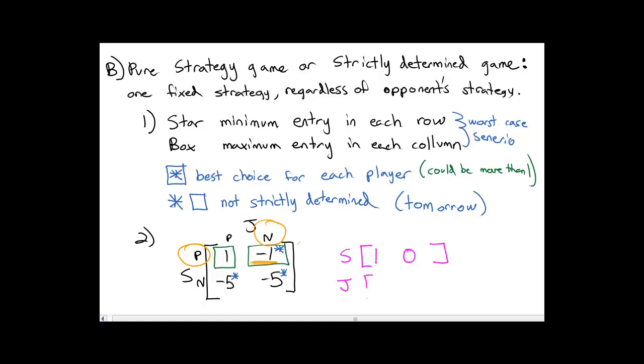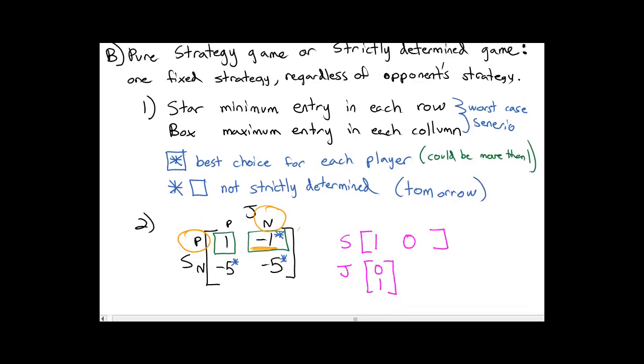Joe is the column player. His strategy is expressed as a column where the first entry represents the first option of penny. He's not going to do that. The second entry is nickel. He is going to do that. So that is Joe's strategy. The first option 0% of the time, the second option 100% of the time.